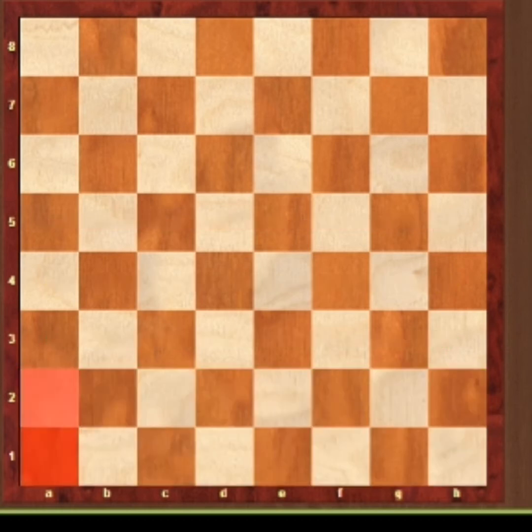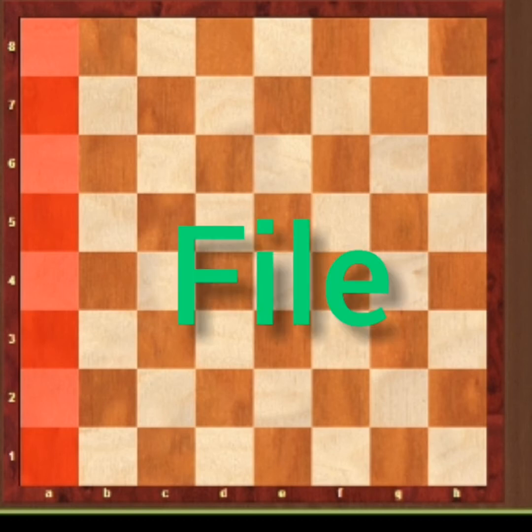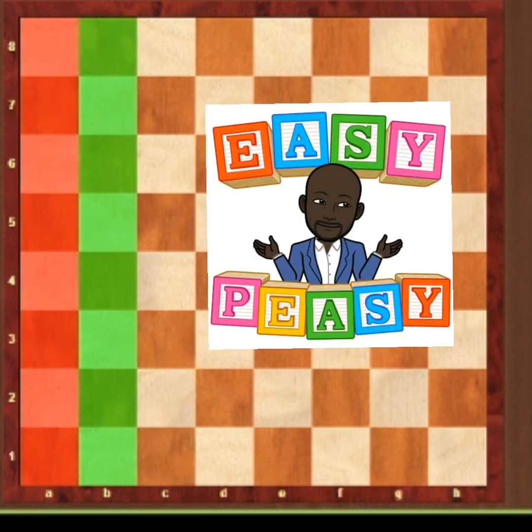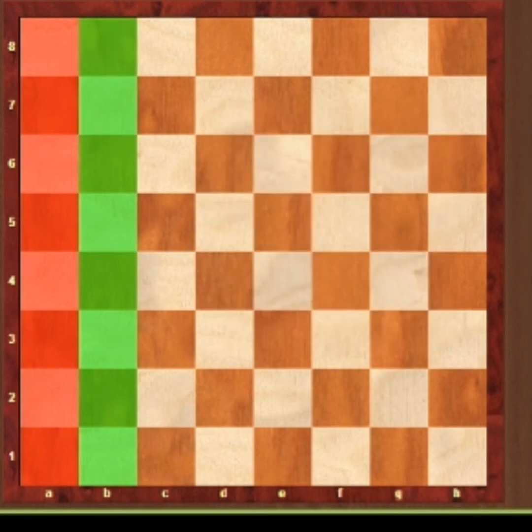The vertical lines, or this vertical block, is known as a file, and you may see there's a letter underneath there, so this is the A file, and I'm guessing you're gonna say this is just simply easy peasy because that file is the B file, and I'm guessing you can work out what all the other files are.